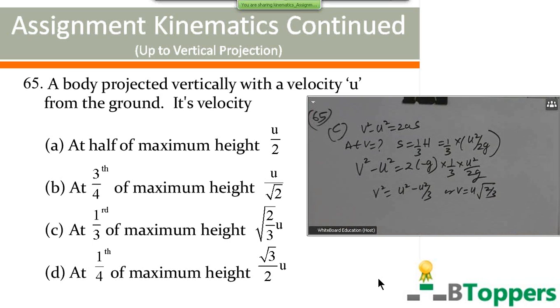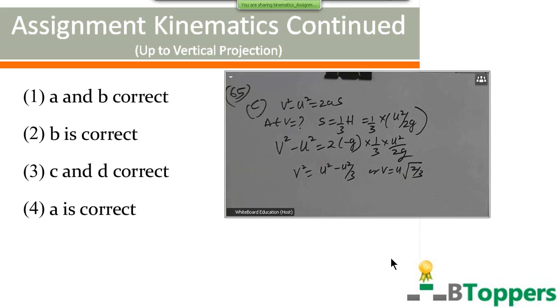Statement D also you can check in the same way. For statement D, you have to take s equal to 1 by 4th of the maximum height, that means s equal to capital H by 4. You can do the calculation the same way, and that will also be correct. So both statements C and D are correct. So for question number 65, you will get the third option, that means both C and D are correct. I think the key was already given to you in the beginning of the discussion. If you want to copy the solution, you can pause and copy it.